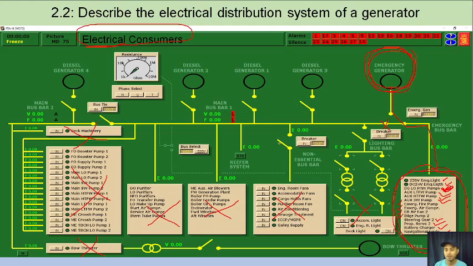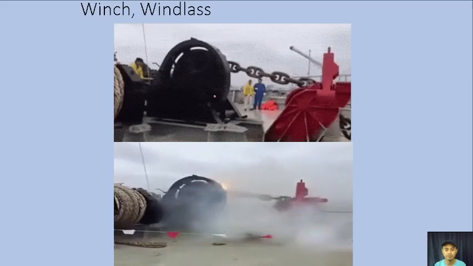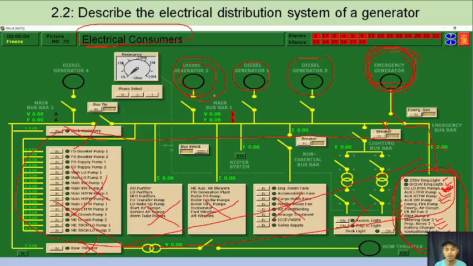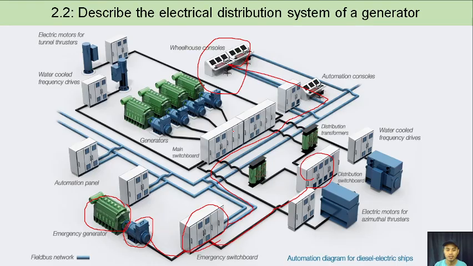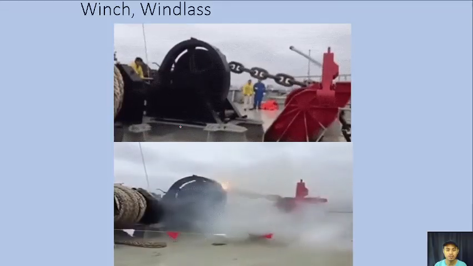But if the main diesel generator is started, any one of the diesel generators can be started, so we can automatically disconnect the emergency generator, and all these consumers can be supplied by the main generator. So these are examples of the different consumers that the main generators are supplying.